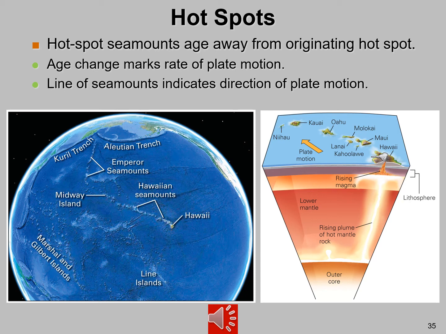According to the plume model, when the hot rock of the plume reaches the base of the lithosphere, it starts to melt and produces magma that seeps up through the lithosphere. Some of this magma reaches the Earth's surface and erupts to produce a hot spot volcano.